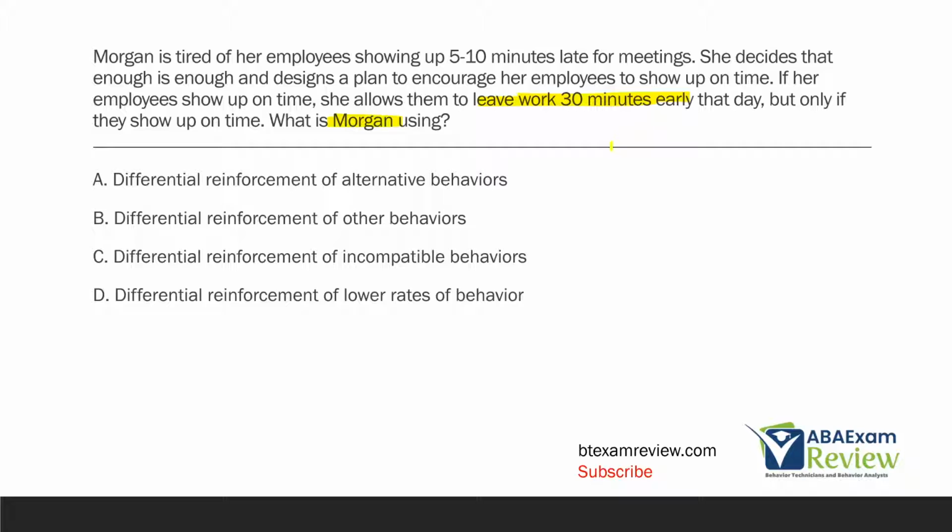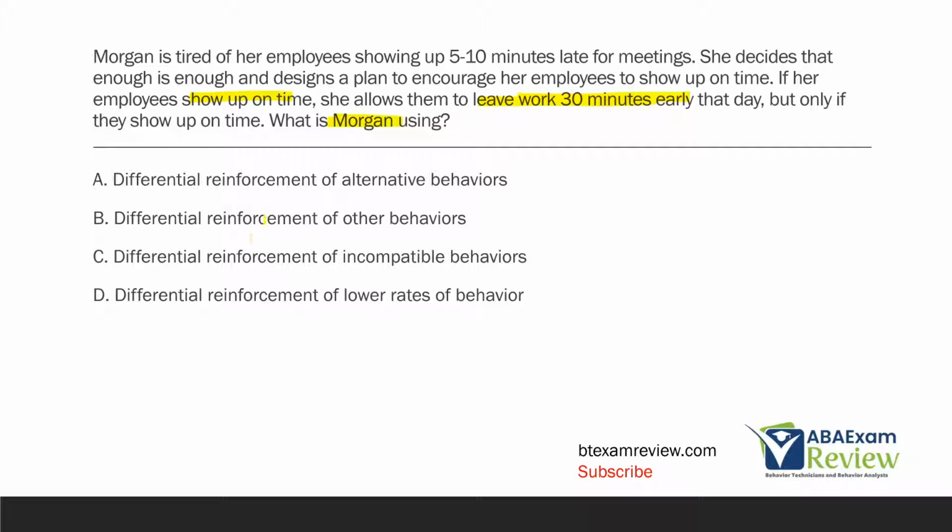Now, how do the employees earn the 30 minutes early leave? Well, they have to show up on time. So if her employees show up on time, they get the 30 minutes early exit. If they don't, then they don't get any reinforcement. So why is Morgan trying to do this? Well, she wants to teach a new behavior instead of her employees showing up late. So the first question you want to ask yourself with differential reinforcement is, are we teaching a replacement behavior? If the answer is yes, then you're going to be choosing between alternative behaviors or incompatible behaviors.